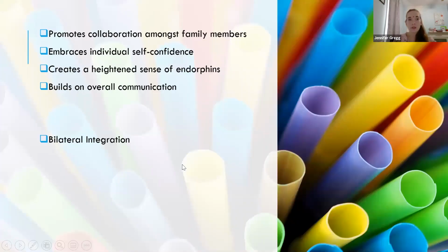So, looking into how straw hockey affects brain integration. We are well aware that it improves collaboration amongst family members. You'll often get some teamwork from the other players that aren't playing, encouraging them like cheerleaders. And you'll get some kids giving tips and cheating a little bit, so you've got to be careful of those cheaters. But it makes it fun. It's a fun, positive engagement for everyone.